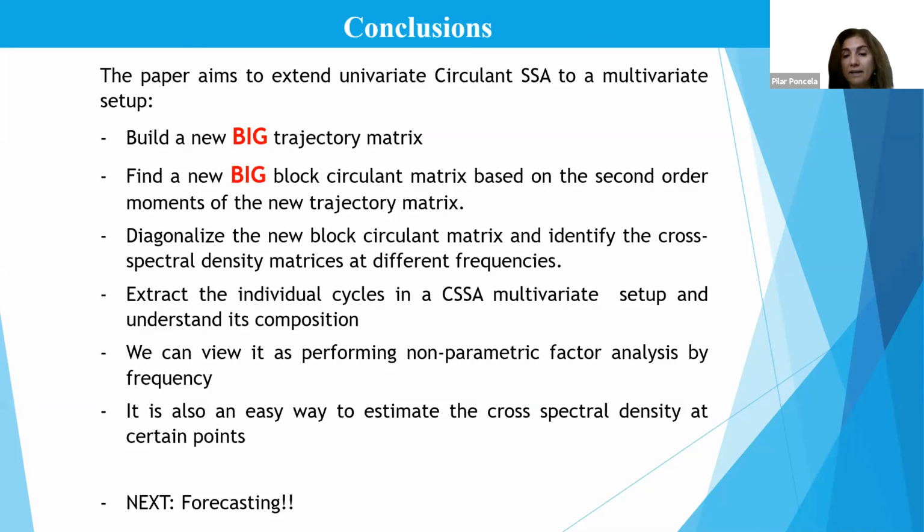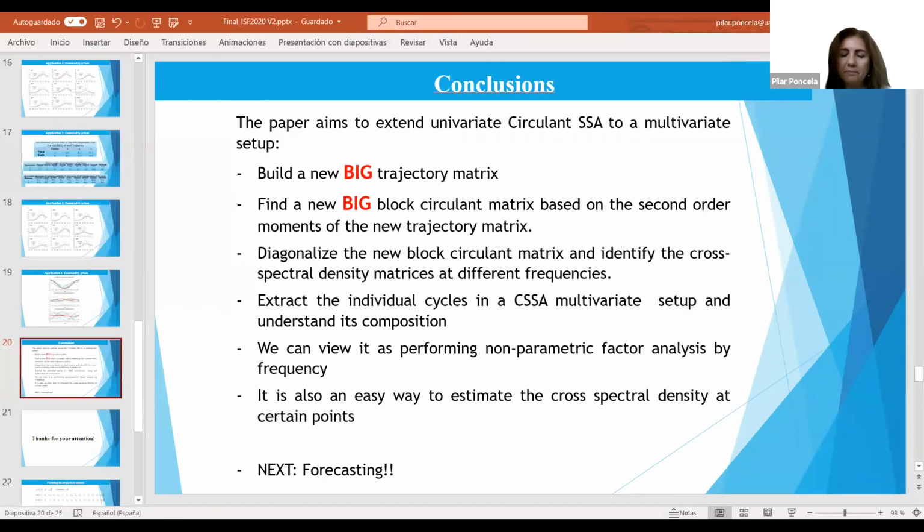And what is next and pending work is precisely forecasting. So hopefully we'll come next year with some forecasts from the technique, but we are still thinking about the problem of forecasting. So this is all from my side, and I will be also happy, I'm sure that Eva as well, to take any questions that you might have.